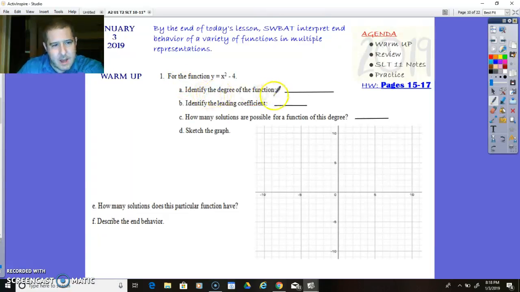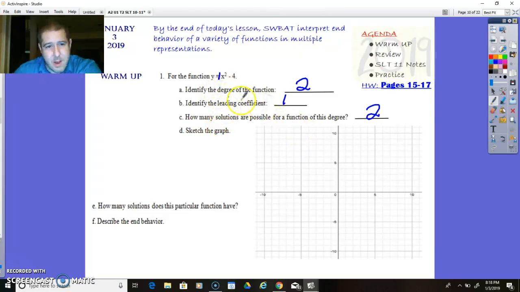All right, so this is kind of what we did on the last lesson. Identify the degree of this function. This is a degree of 2 because 2 is the biggest exponent. The leading coefficient would be 1 because there is no number in front of the x squared, so it's just 1 because anything times 1 is itself. And the most amount of answers this can possibly have is 2. So whatever the degree is, had it been degree of 5, the most solutions it could possibly have is 5.